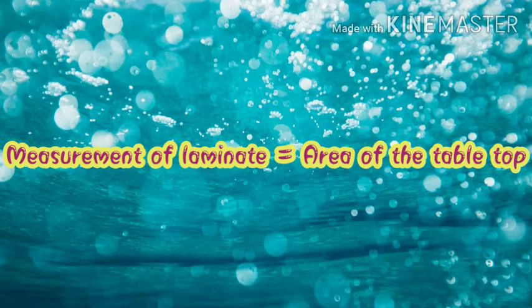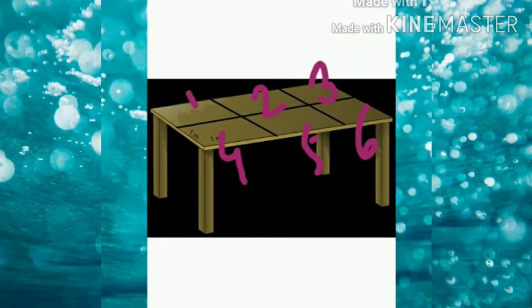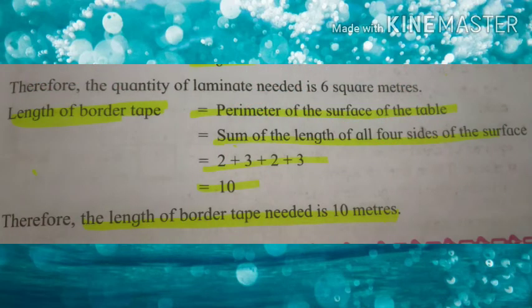Measurement of laminate is equal to area of the table top, which is equal to number of squares occupying the table top, which is equal to 6. Therefore, the quantity of laminate needed is 6 square meters. Length of border tape is equal to perimeter of the surface of the table, which is equal to sum of the length of all four sides of the surface, which is 2 plus 3 plus 2 plus 3, equal to 10. Therefore, the length of border tape needed is 10 meters.